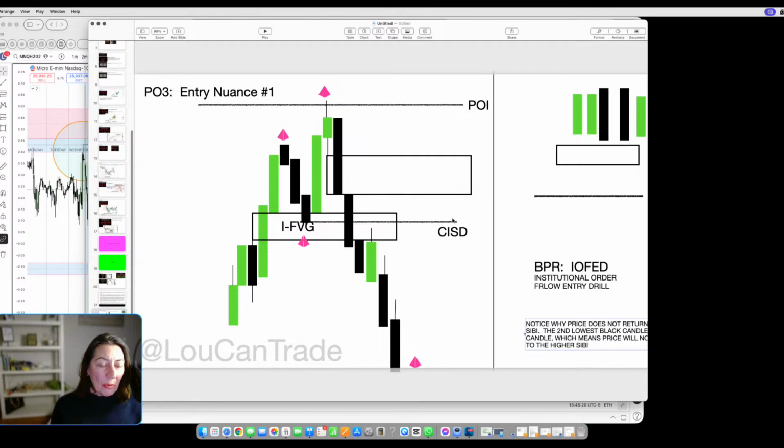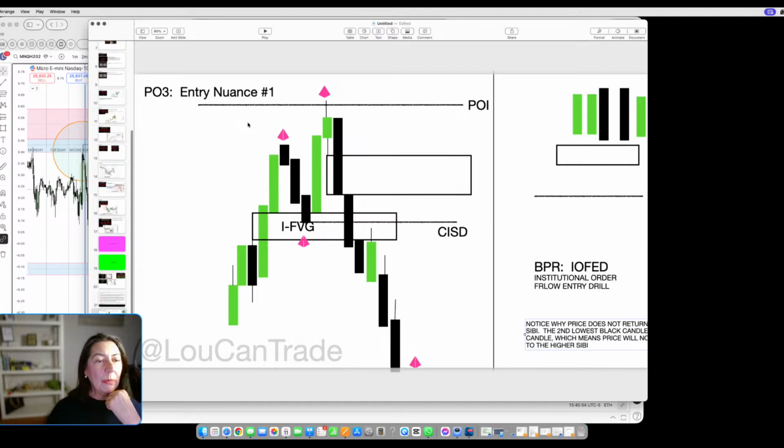But once price opens in the market, price becomes dynamic, and price is much harder to read when it's running, right? And so then this beautiful paper model, well, we have to take the essence of that and apply it to a model that's actually moving in real time. And this is where the practice and time on the charts really comes into effect.